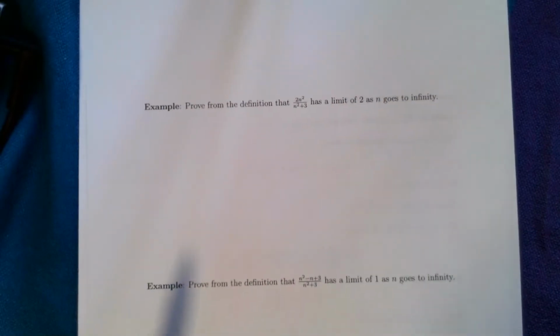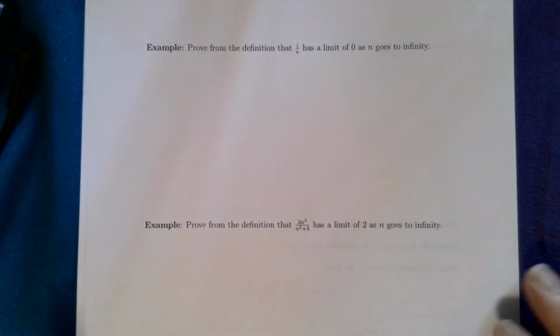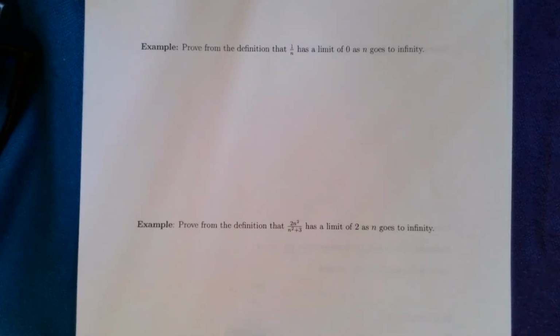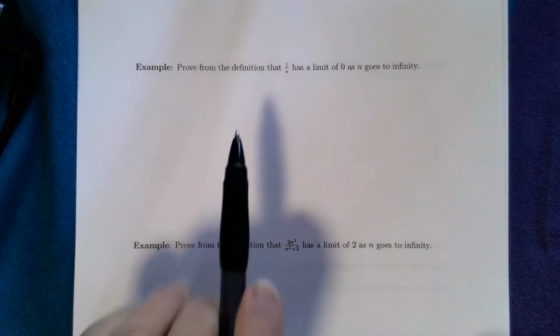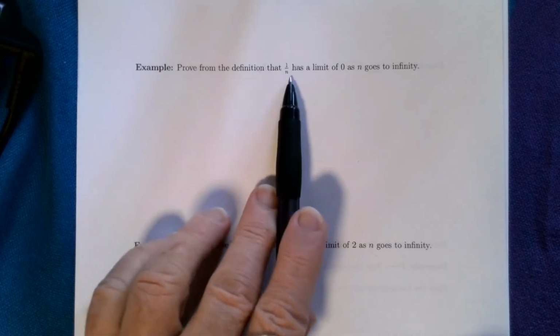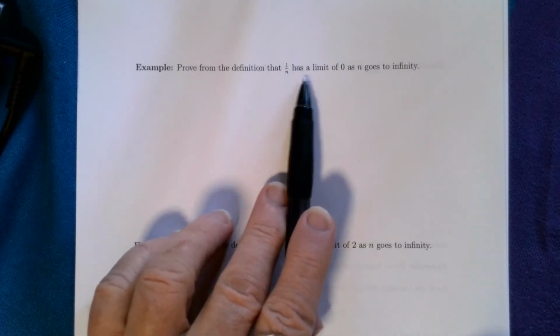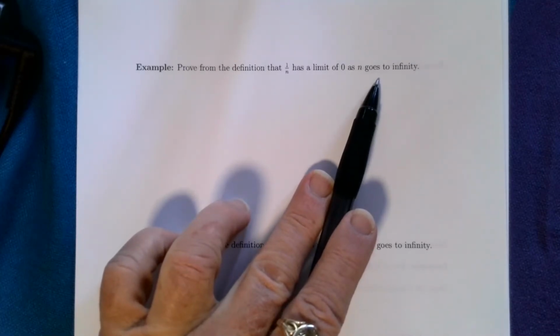Well, I want to do a number of examples of this, and we'll see that it's not that hard to do simple examples, and we'll look at some more difficult ones later on. And there are lots of tutorial problems that we'll practice with this as well, because it's a basic skill. So we're going to prove from the definition that 1 over n has a limit of 0 as n goes to infinity, which is a result that we knew, and we're now going to prove this formally.